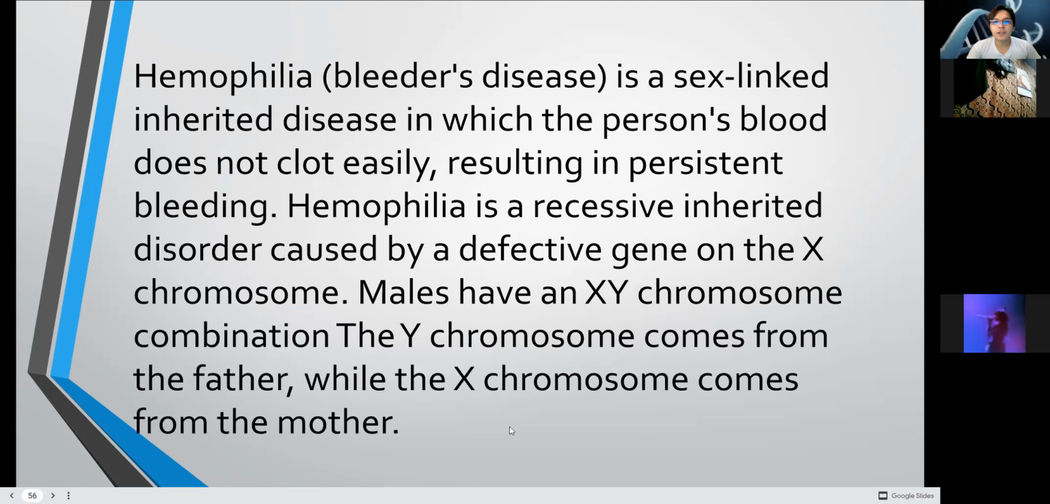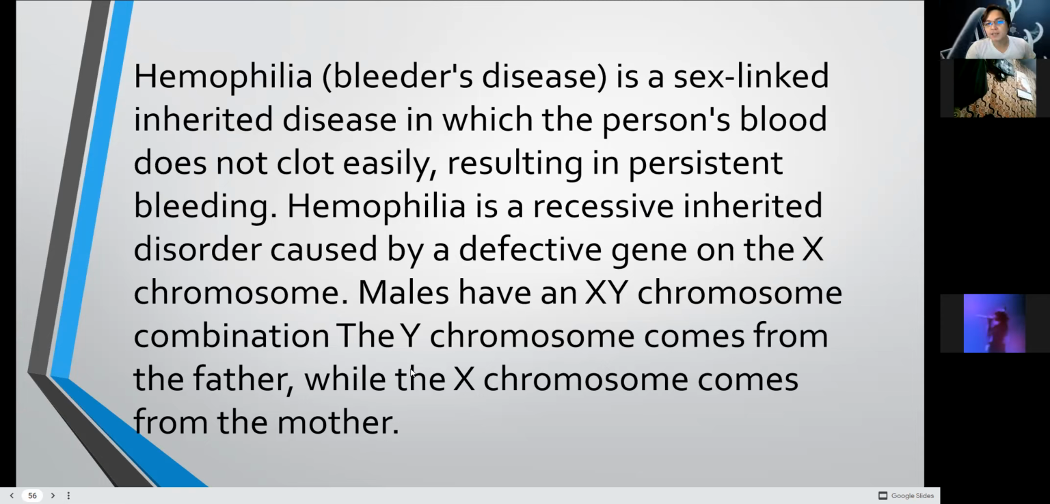Hemophilia, or hemophilic bleeder's disease, is a sex-linked inherited disease in which the person's blood does not clot easily, resulting in persistent bleeding. Hemophilia is a recessive inherited disorder caused by a defective gene on the X chromosome. Meaning to say, this can be inherited by both male and female. Why? Because male is XY and female is XX.